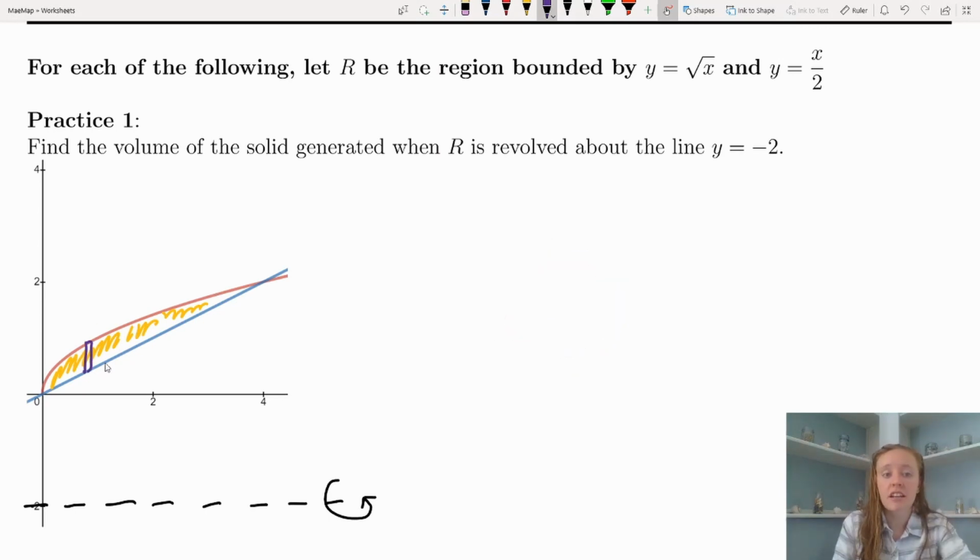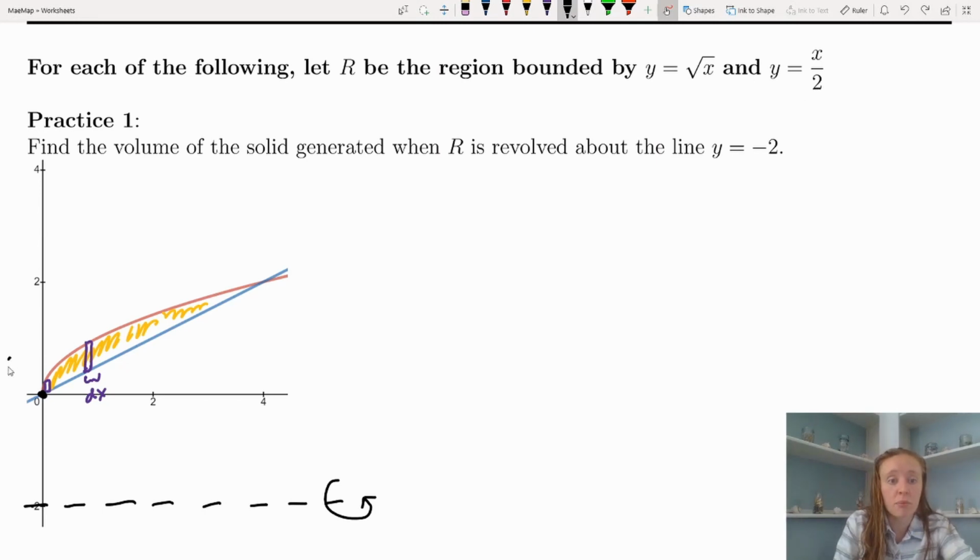So with that being said, we're going to be integrating with respect to, well, what's that width? That width is with respect to x. It's a small change in x. So integrating with respect to x, dx. From here, I can easily figure out my bounds for the integral. I start drawing my rectangles at the leftmost point, which looks like 0, 0. Let's go ahead and confirm that intersection point. If I plug a 0 in for x, the square root of 0 is indeed 0, and 0 over 2 is indeed 0.